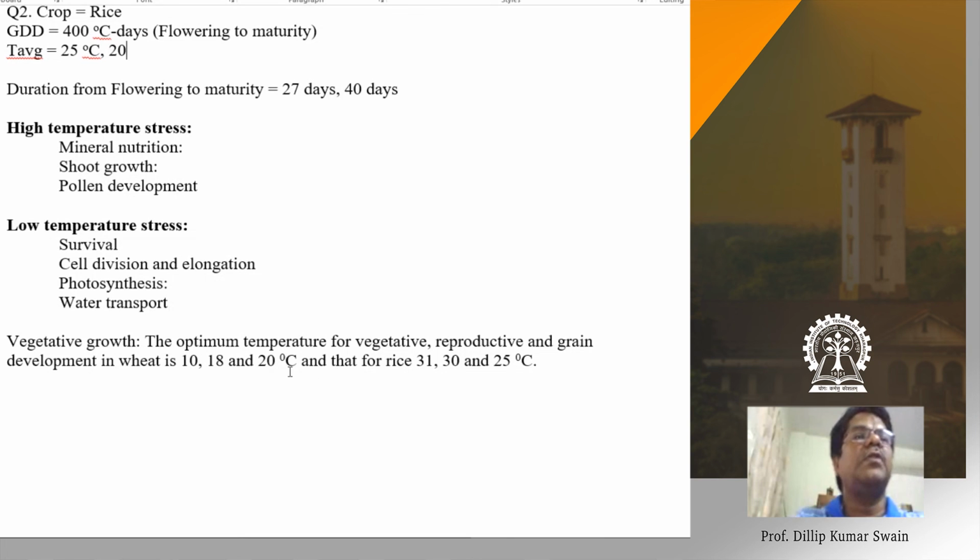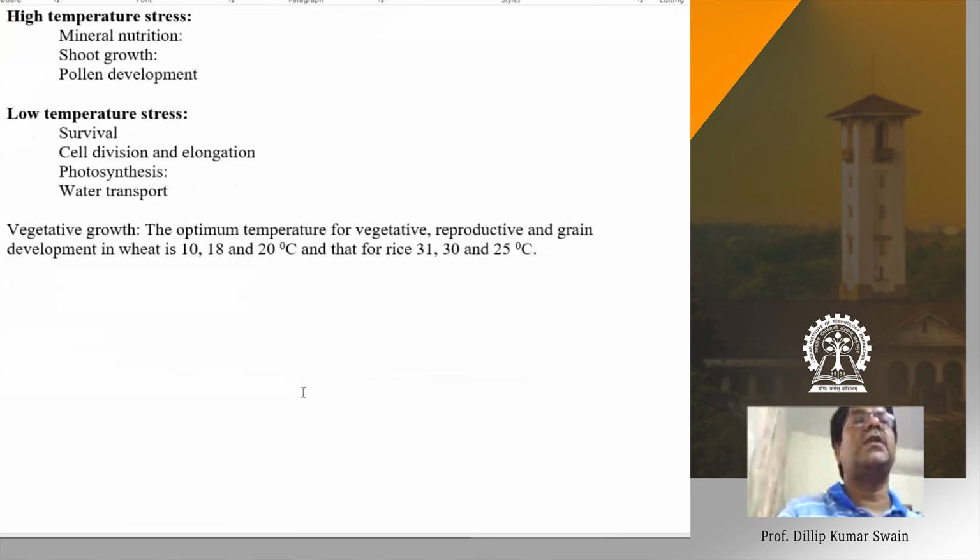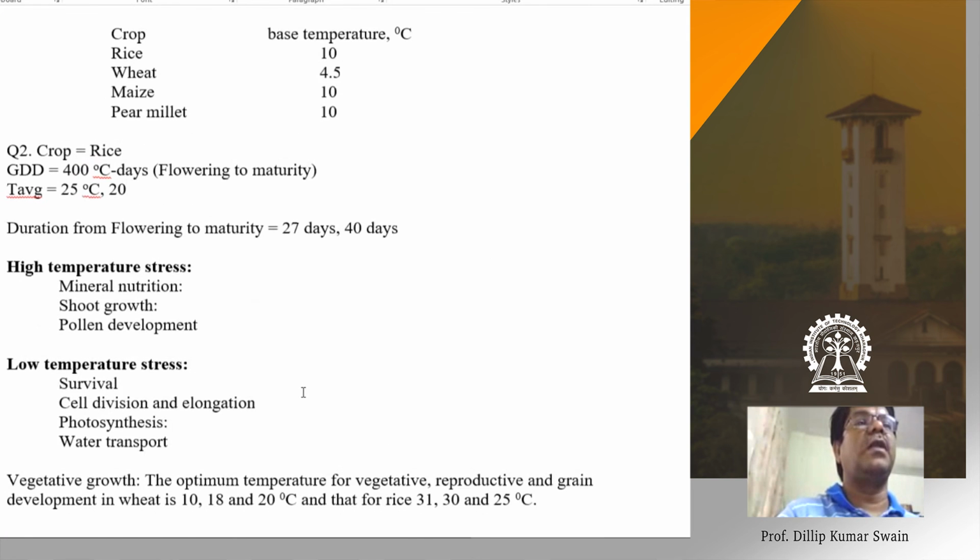So these are some examples of temperature effects at different growth stages, because every crop has a particular range of temperature, the optimum temperature for the specific growth stages. If they get the optimum temperature, their yield remains almost at maximum. If the temperature is beyond the optimum, either lower or higher than the optimum, then the yield gets affected. So this is all about the effect of climatic factors on the growth and development of the crop.